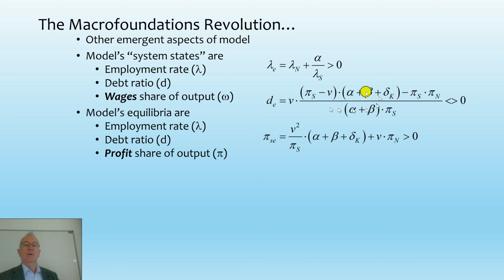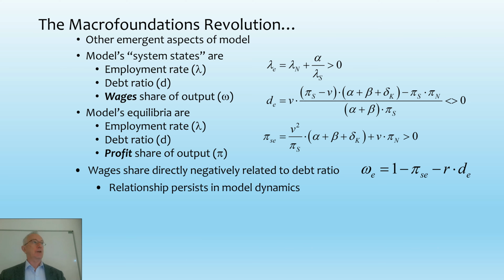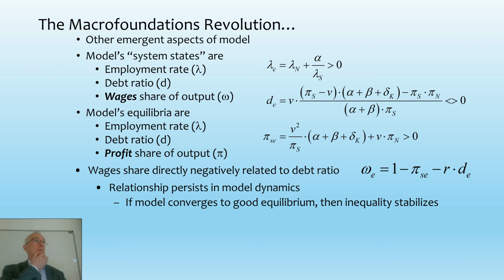It doesn't take long to work out these equations, what the equilibria are. They're moderately complicated compared to the initial equations, but quite straightforward to work out. And what you find is there's a direct negative relationship between the wages share of GDP and the debt ratio. So the equilibrium has the wages share of GDP as a residual. And because the capitalist share tends to be bouncing around a stable level, if the debt share is rising, the workers' share falls. So that's what actually happens in the model's dynamics that I showed you beforehand.